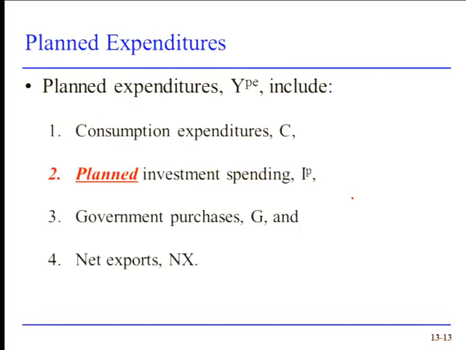Okay. Now, when we think about planned expenditures, we can come back to our 4 economic agents, consumers, businesses, government, foreigners, and think about how they spend their money. So we're going to make as a simplifying assumption that consumers always actually spend exactly what they plan to spend. Right? No fooling the household.